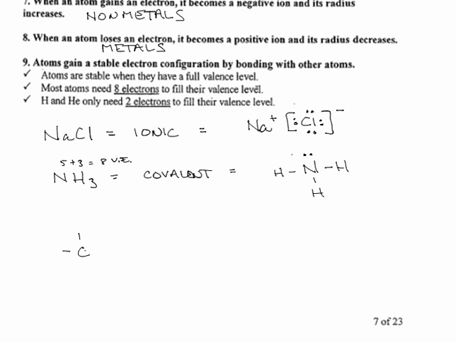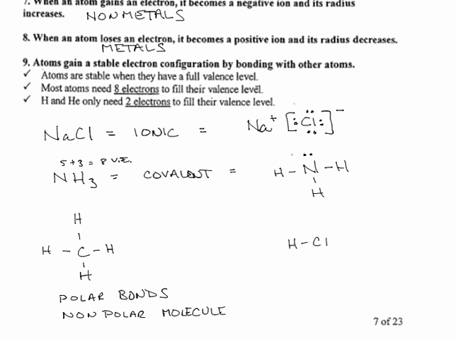If we look at methane, methane has polar bonds between the carbon and the H because they're different, but because it has symmetry, it is a non-polar molecule. HCl has polar bonds, but since they are different atoms, there is no symmetry. It is a polar molecule.